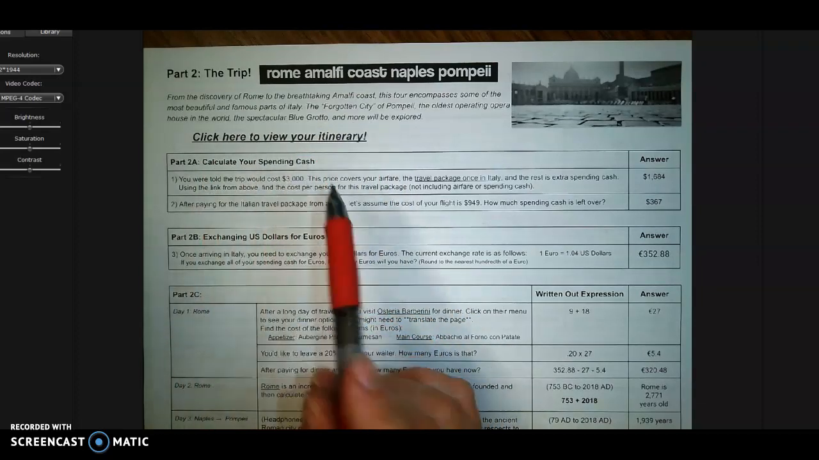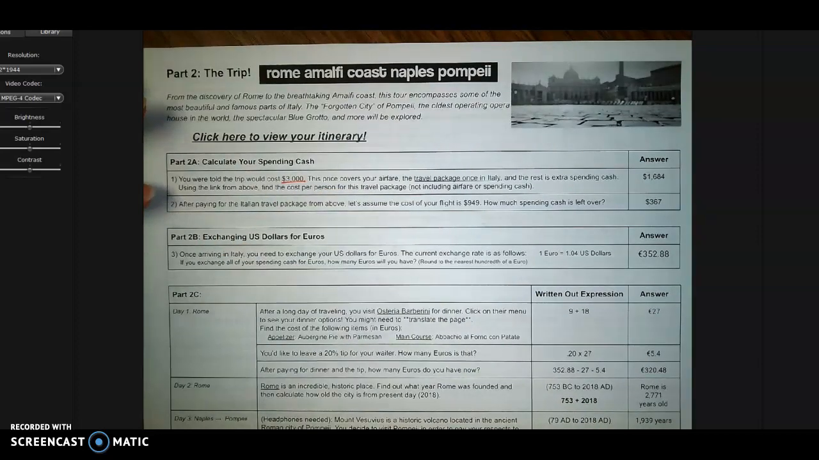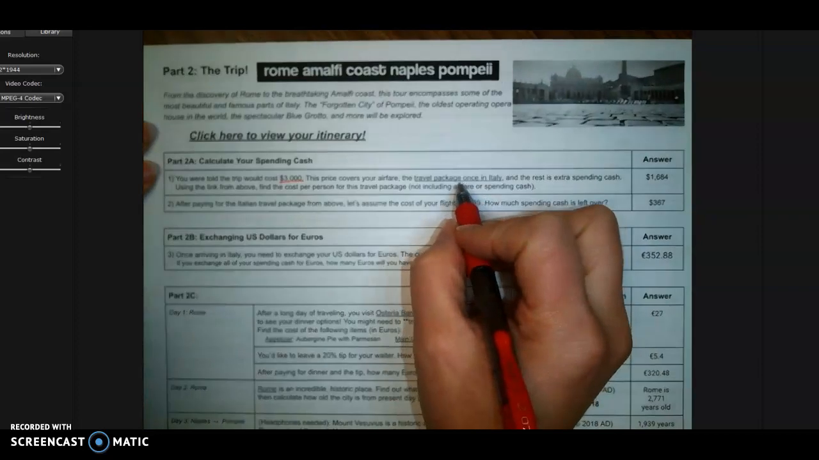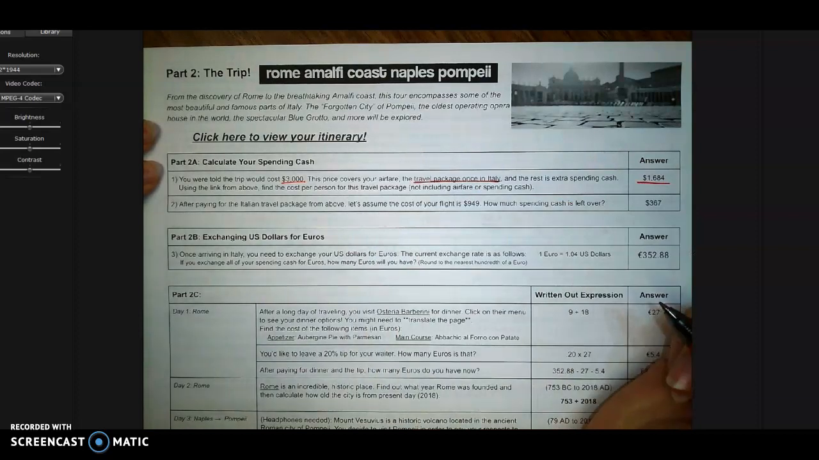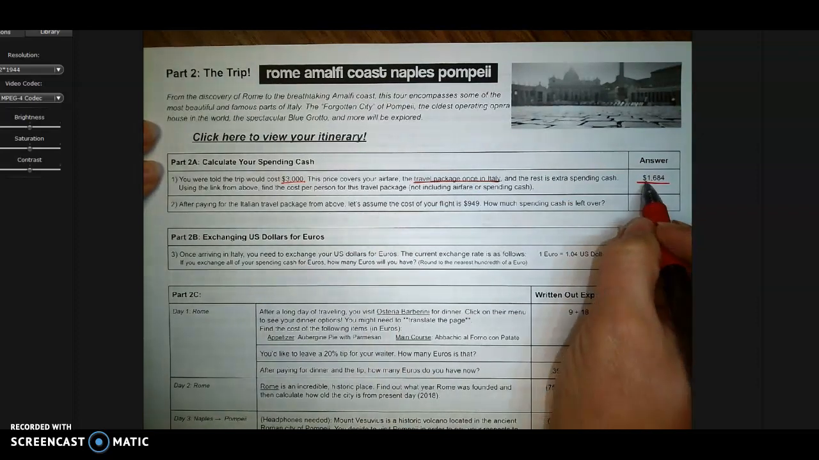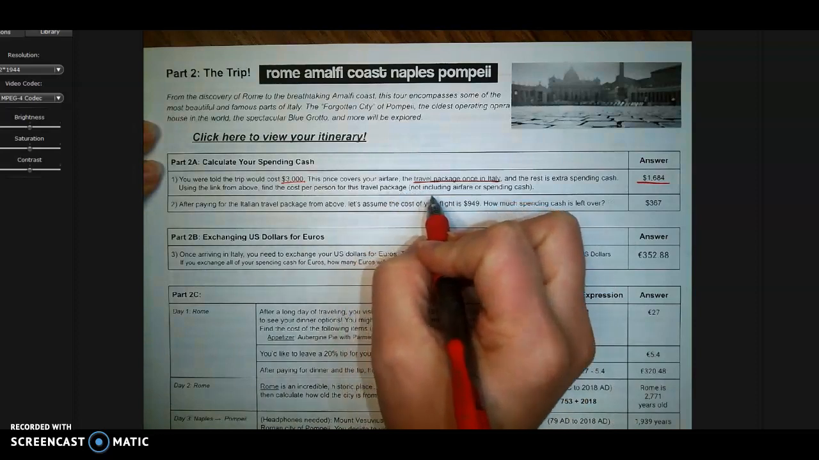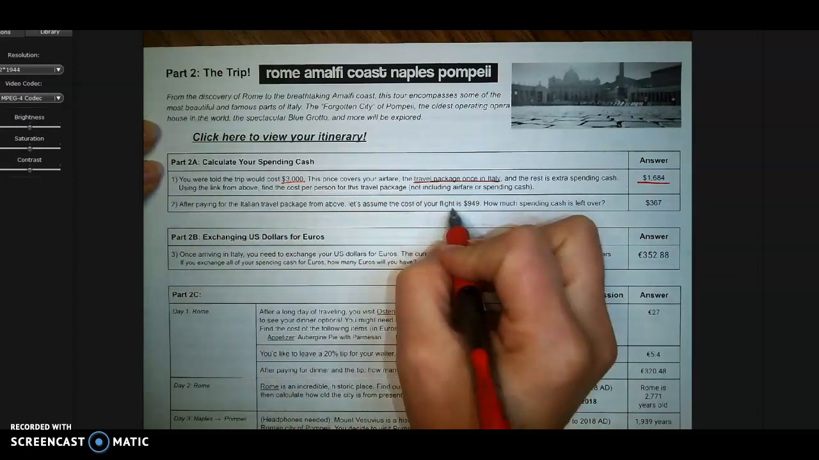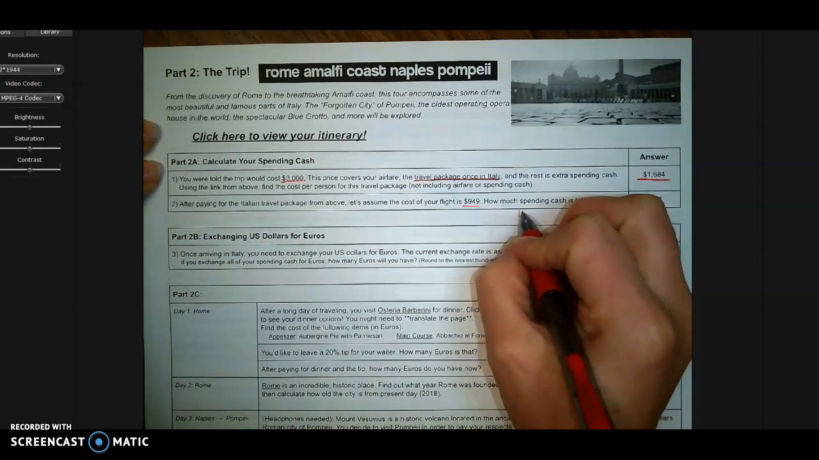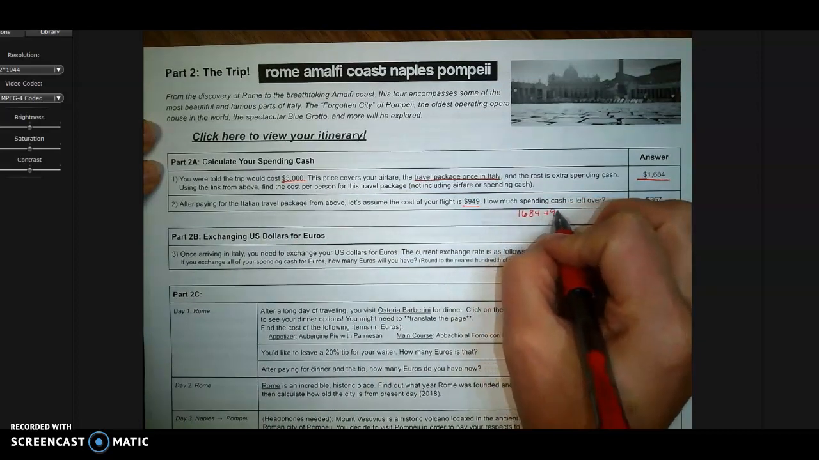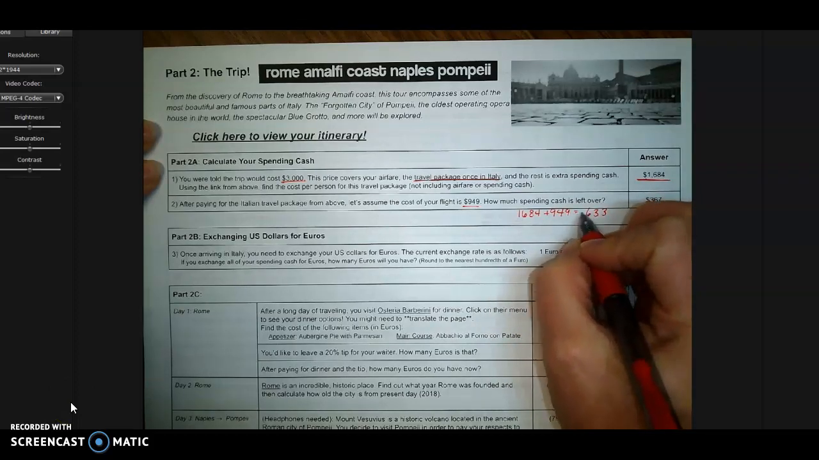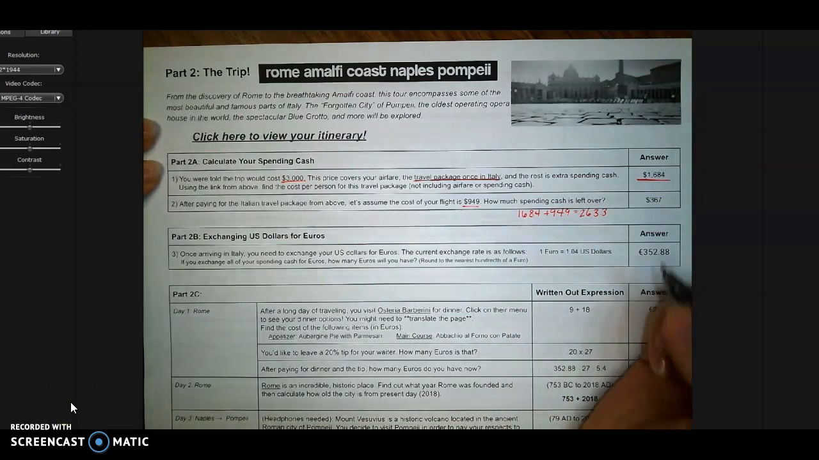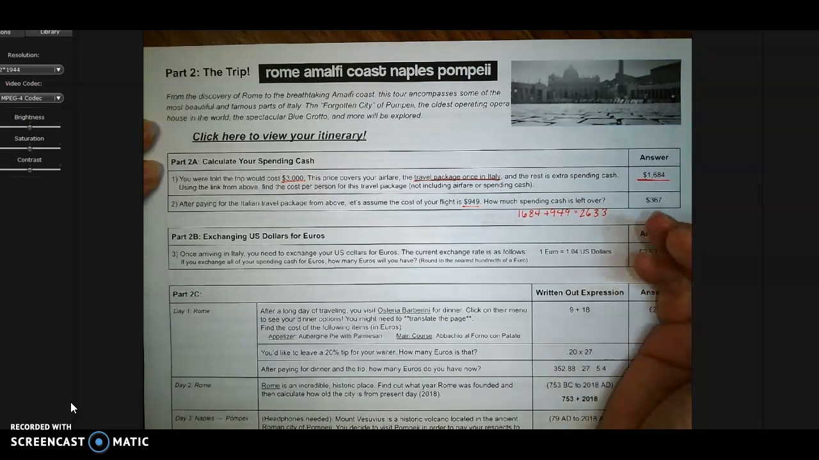You were told the trip cost $3,000, and that is what you have saved up. This price covers your airfare, the travel package once you were in Italy, and this was a link. And if you go to that link, you find out that the travel package is this amount of dollars right there. So once I pay this and my airfare, and then it tells me down here that airfare is going to be this much. So if this is how much I spent on the travel package plus my airfare, I find out that I have spent so far $2,633, which leaves me with $367 for spending cash.